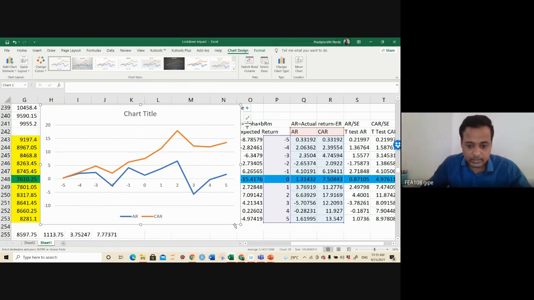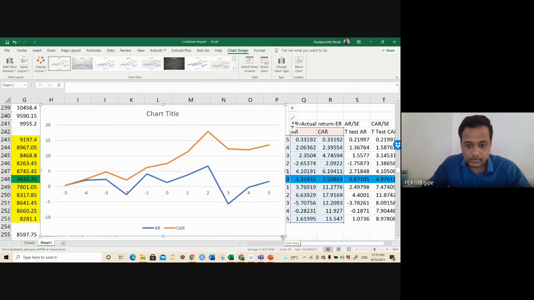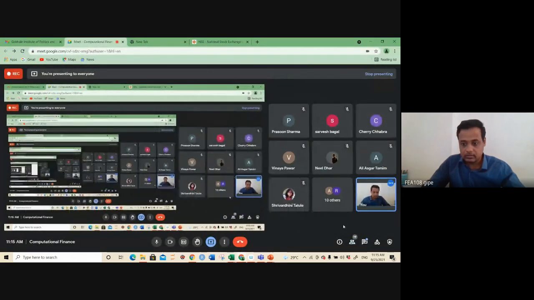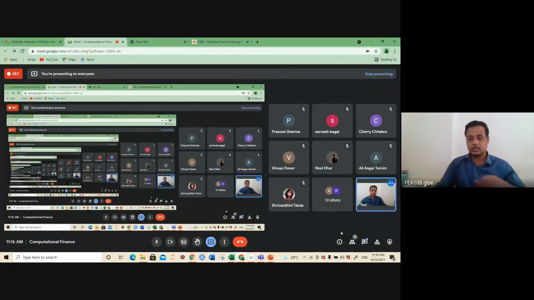Are you able to see this figure? The blue one is AR and the orange one is CAR. Okay. Now 0, this is -5. The next one is +5 event day. Can anyone interpret this? After event, what happened to AR of Reliance, CAR of Reliance? Anyone? Any one of you?